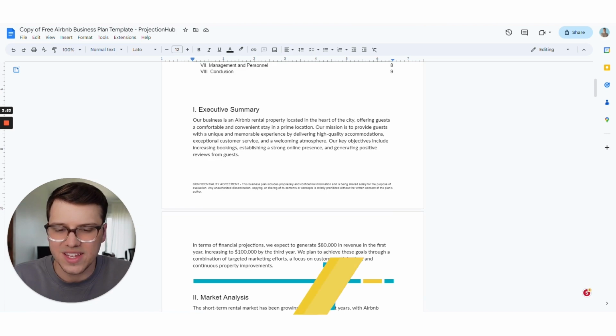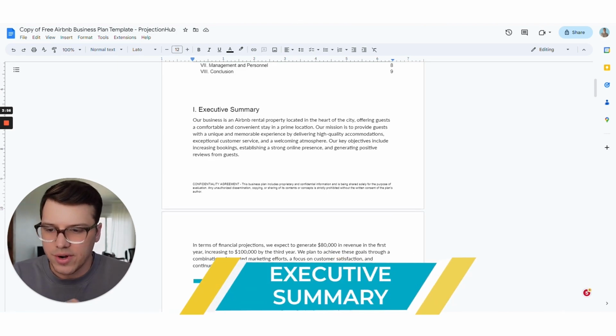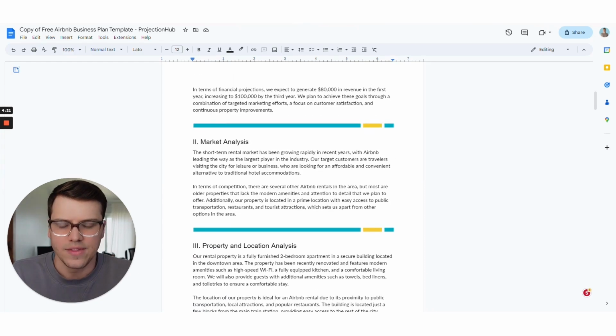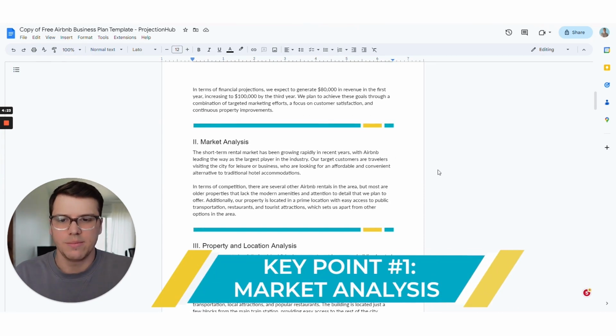So first off, we've got the executive summary, kind of like a cover letter to a resume for a job interview or job application. Just hit the highlights, right? Like where it's going to be located. Are there some key attractions nearby? What are your expected startup costs, or your costs to get the property up and running? And are you going to need to finance that, or do you have an investor involved, that kind of thing. So just the highlights here. And then coming down to market analysis, which is going to be key point number 1.